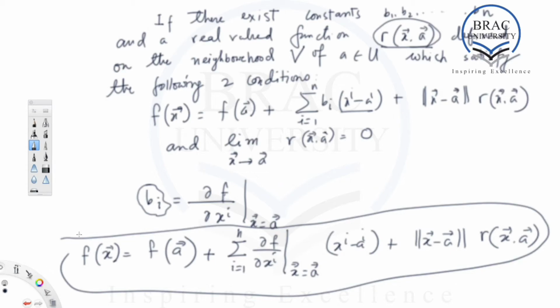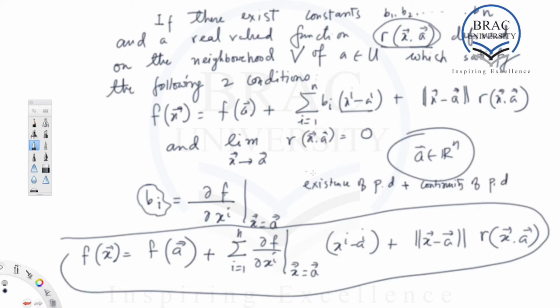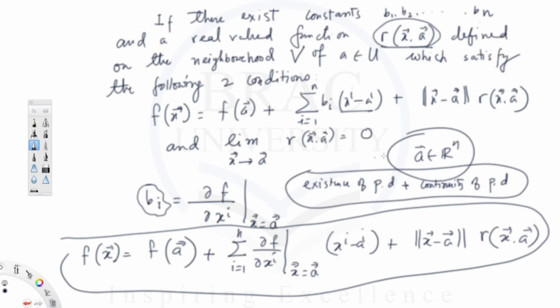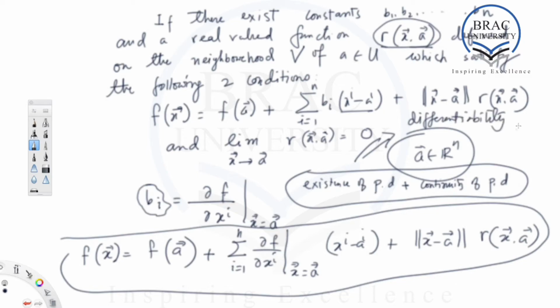Actually, existence of partial derivatives along with their continuity guarantees differentiability at a given point a in R^n. So we need existence of partial derivatives plus continuity of partial derivatives to guarantee differentiability. Okay, good.